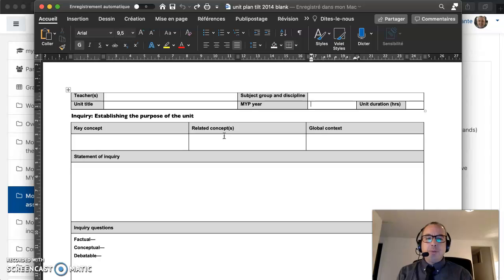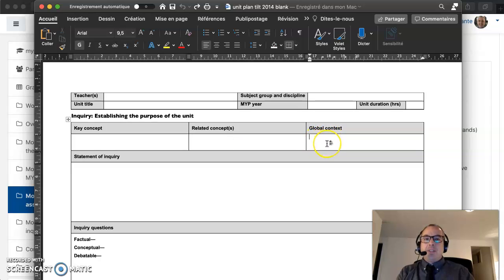Normally a unit plan would last about 20 to 25 hours, but I know that sometimes in mathematics we might have 8 topics during the year, and perhaps each topic could be 10 to 15 hours, but you might have many unit plans, so in the end it doesn't matter much. The key concept, the related concepts, and the global context I said you have chosen before.